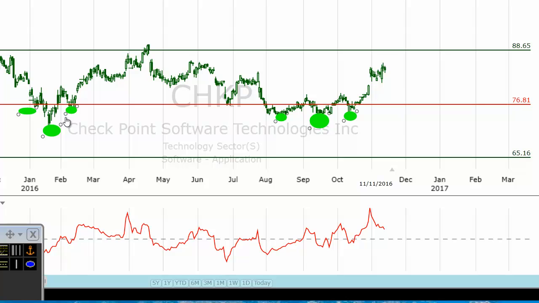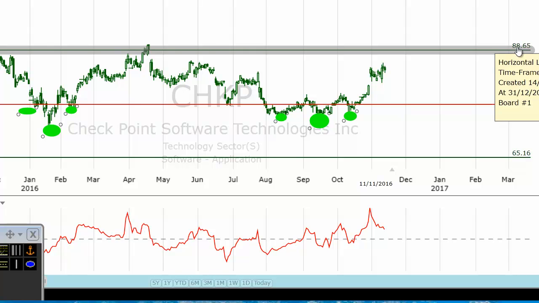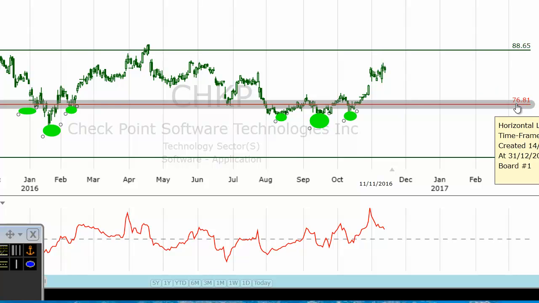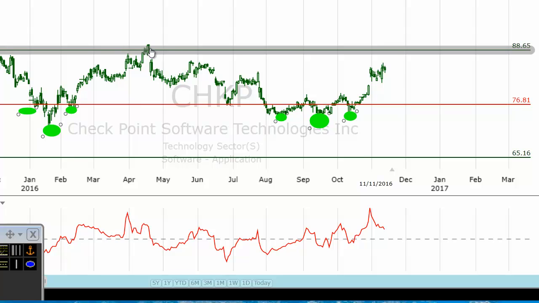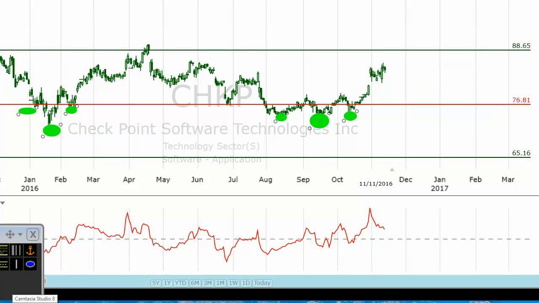And then what we need to do, once we find a trading setup, is apply a top-down trading method to trade it without violating the trading triangle. Right now, this stock, Check Point Software Technology, is consolidating between a level of 88.65 and 76.81. So they are selling at the top and buying here. Here it is heading again towards the 88.66. You get it now?